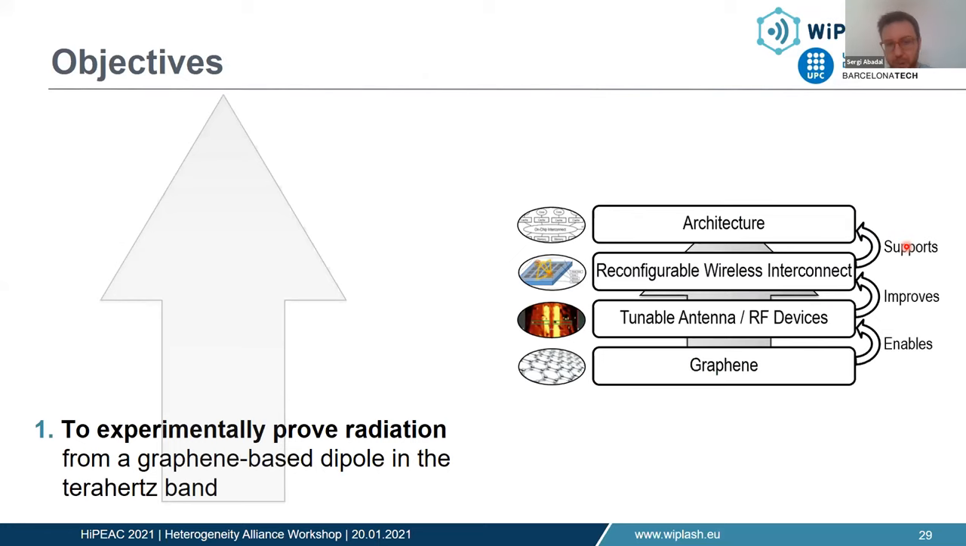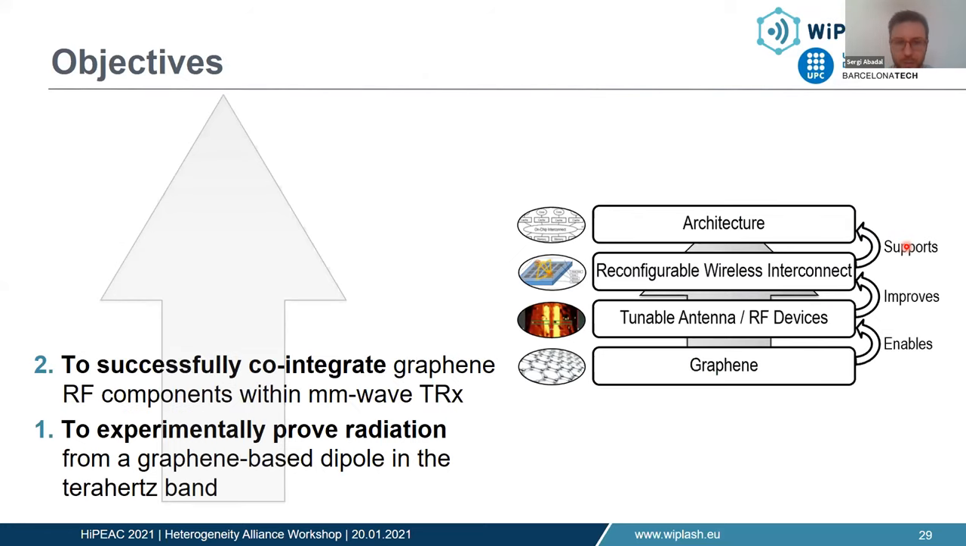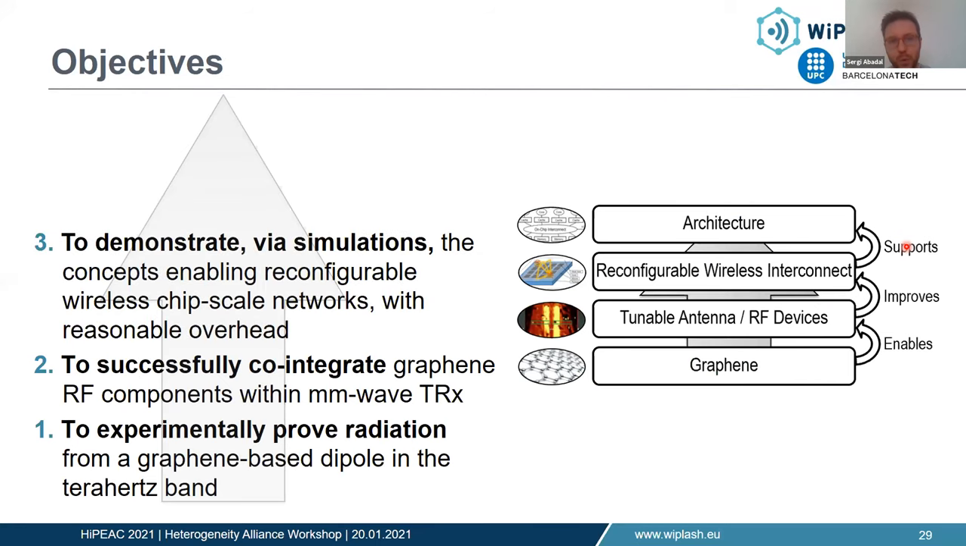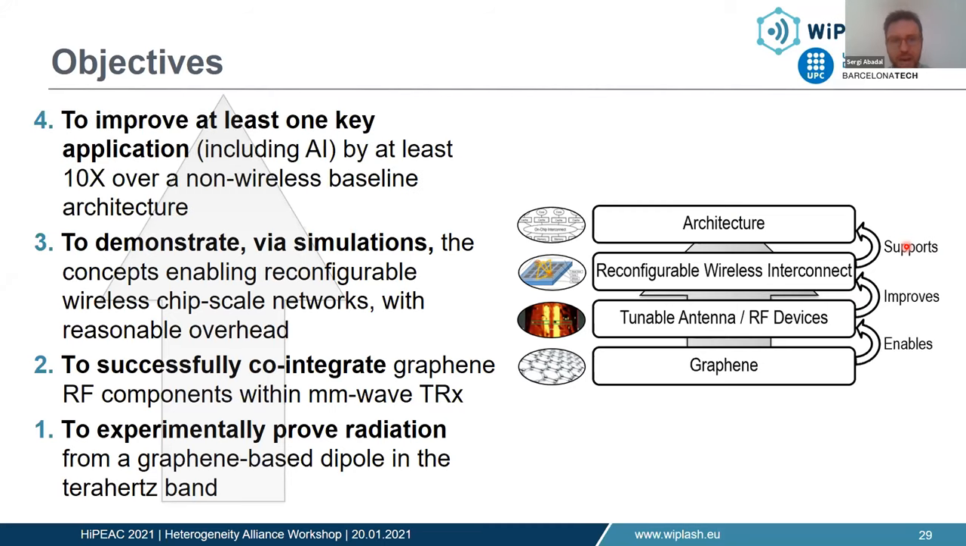We want to experimentally prove that this is possible with these antennas. We want to prove the co-integration of these antennas with CMOS. We want to demonstrate via simulations that these steering beams and these different channels are possible. And finally, in the architecture, we want to improve at least one key application, which might be artificial intelligence, by at least 10x over a non-wireless baseline architecture.